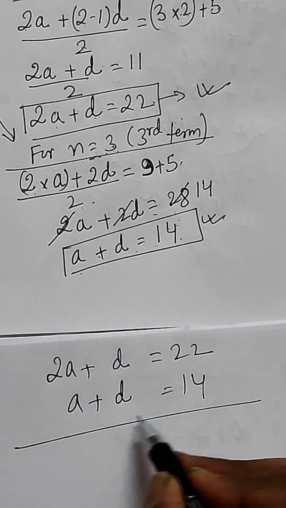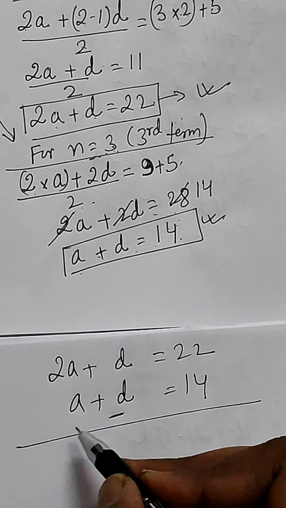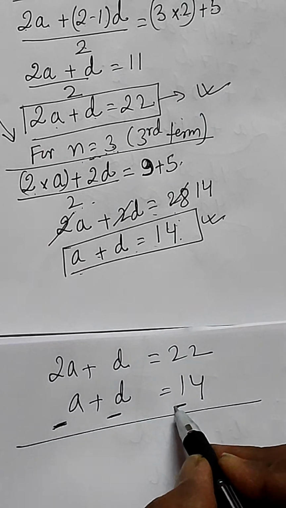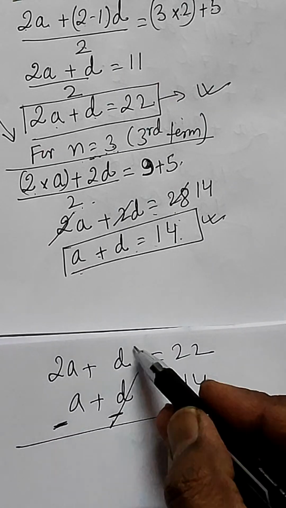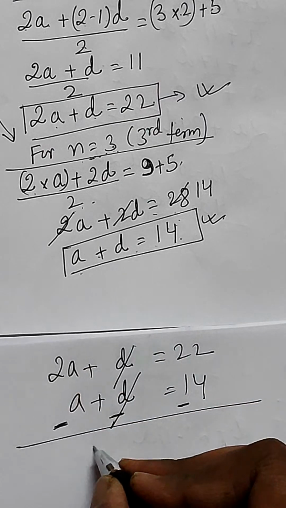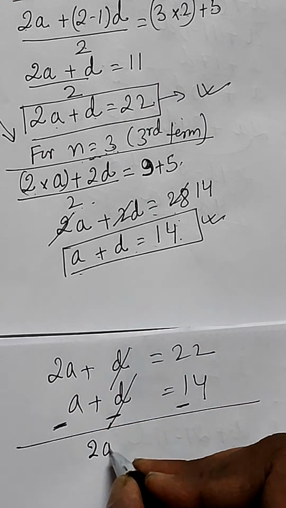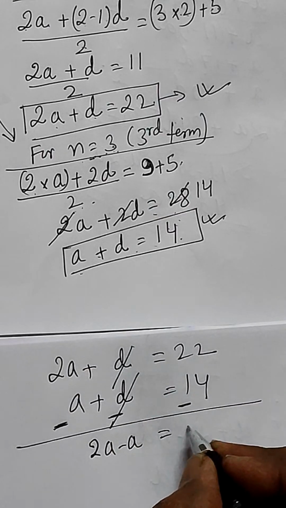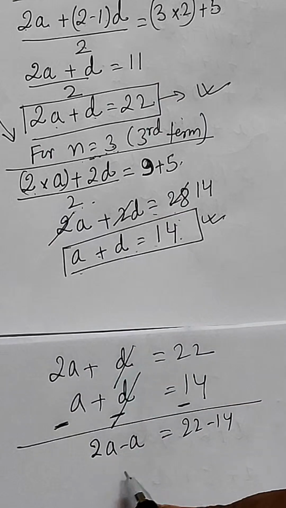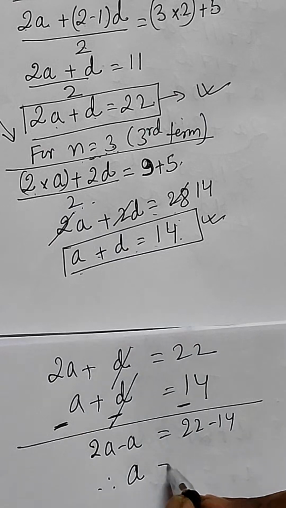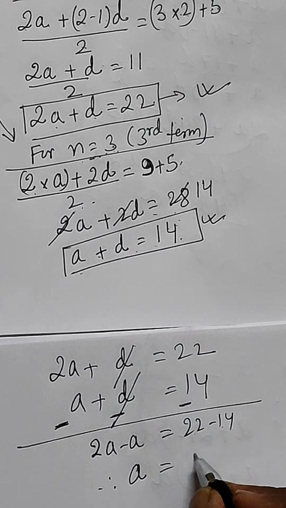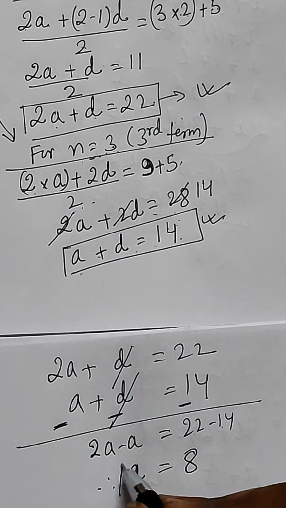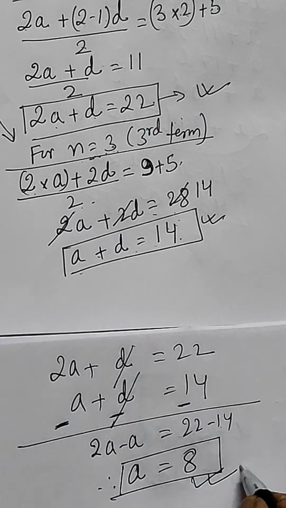Just subtract. The sign of the lower equation will be changed. d will be cancelled out. So this will give you 2a minus a equal to 22 minus 14. So this will give you the value of a as 22 minus 14 is 8. So the value of a is calculated as 8.